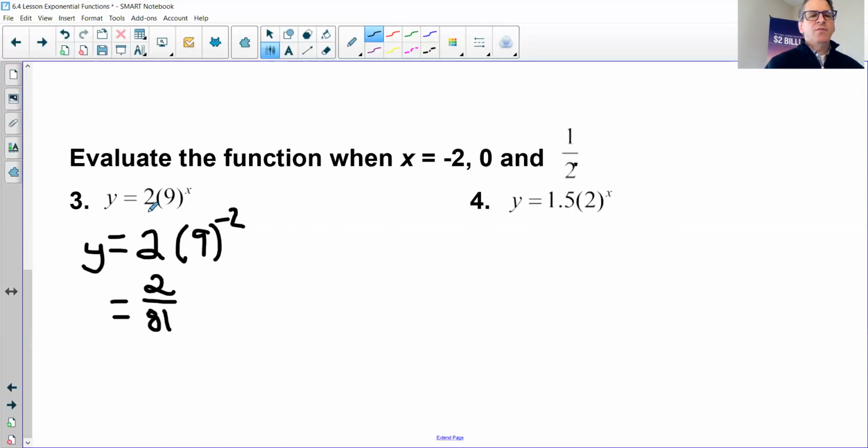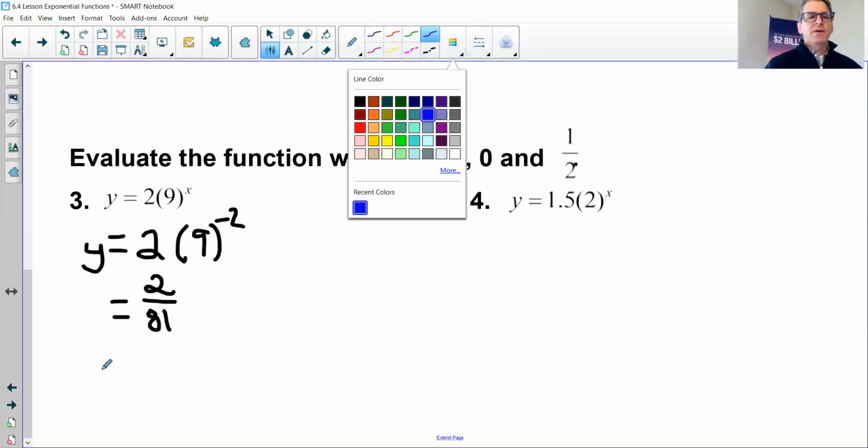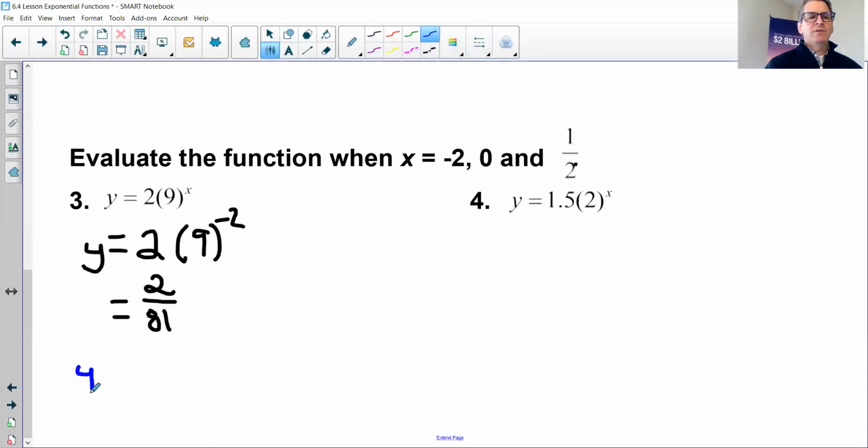Let's try if x is equal to 0. If x is equal to 0, you'd have y is equal to 2 times 9 raised to the 0, which is equal to 2. 9 raised to the 0 is 1. 1 times 2 is 2.